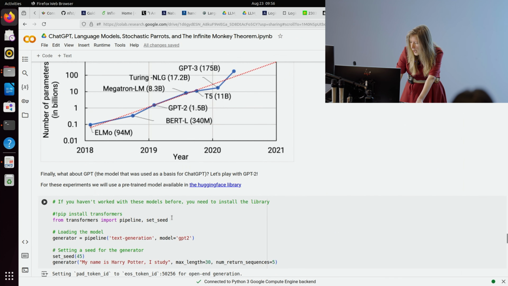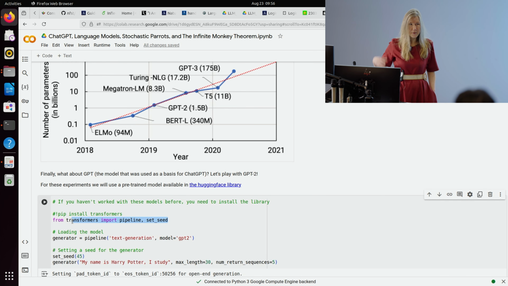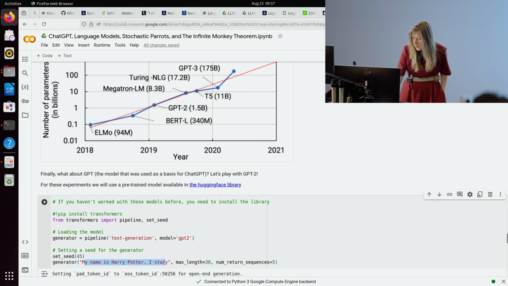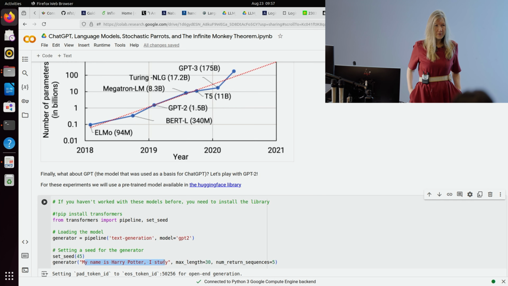Here I'm using the library called Transformers. This is the typical Hugging Face library. If you want to use these pre-trained models, you need to install Transformers. Then I say I would like to use this GPT-2 model. I download this pre-trained model, GPT-2, for the task of text generation. So I provide the task, the model that I would like to use, and the prompt. This is my prompt: My name is Harry Potter. I study. And then I ask it to generate the next 30 words.